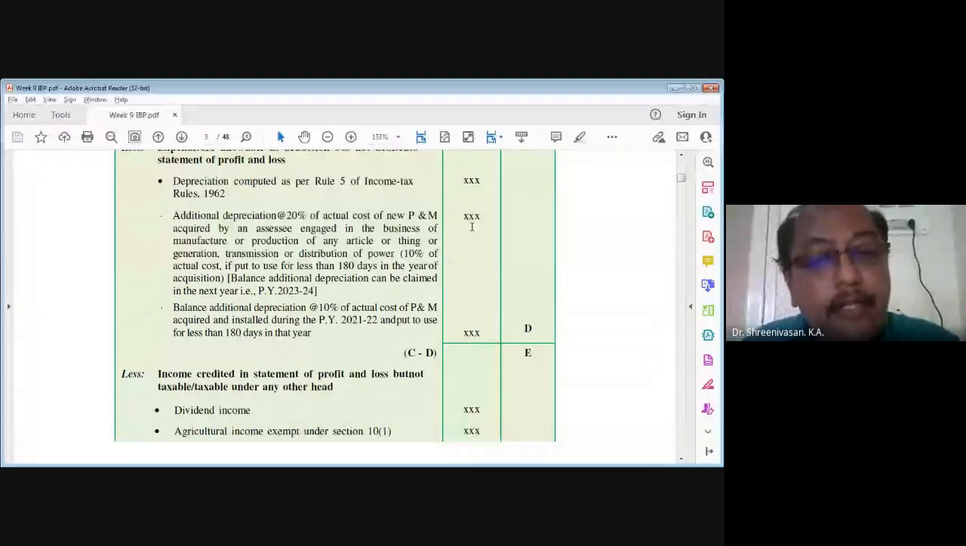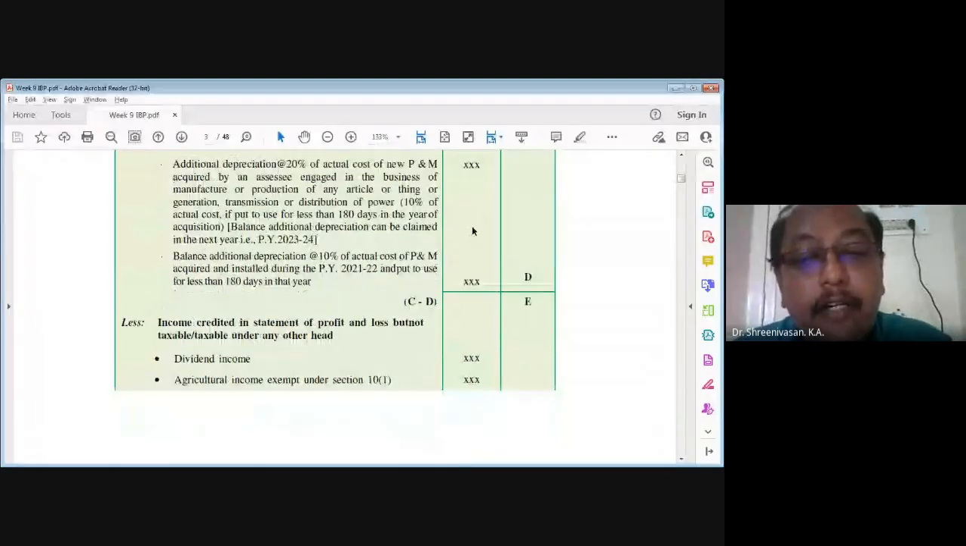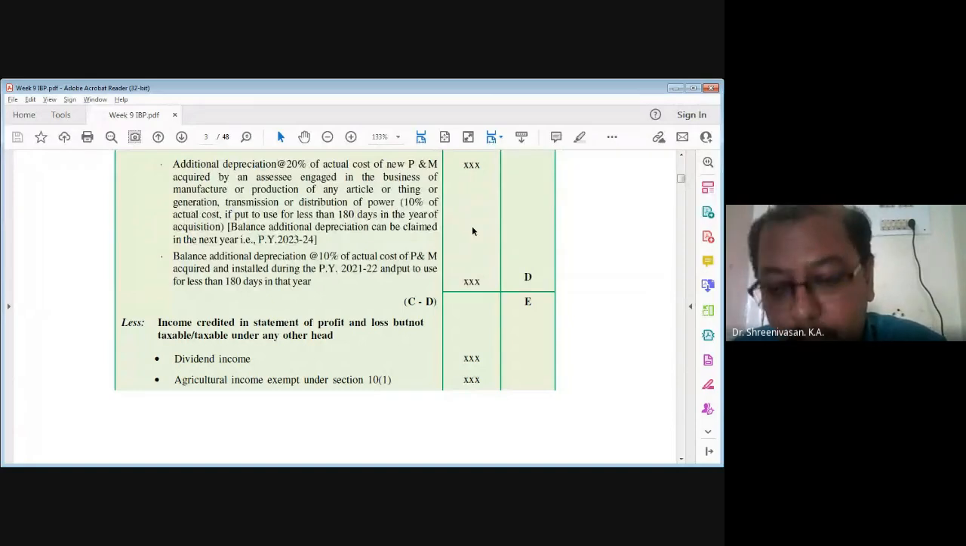And then the balance additional depreciation at the rate of 10% of the actual cost of plant and machinery acquired and installed during the previous year, whatever it is, 2021-22, 2022-23, and put to use for less than 180 days. These all can be subtracted out. All these totals I am going to call D, and C minus D, you are going to have as E.